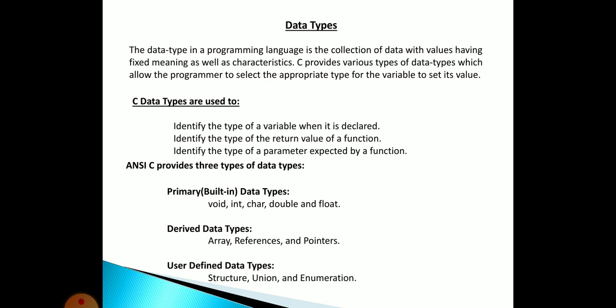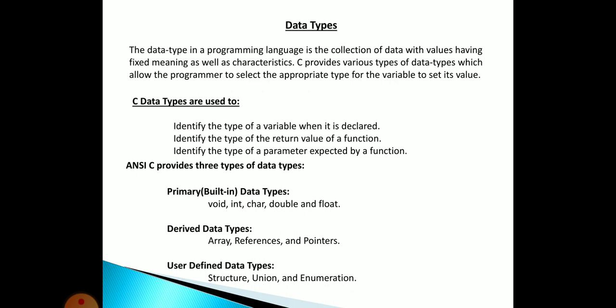Now, in the C programming language, ANSI C supports three classes of data types. The first one is primary, also called the built-in data type, fundamental data type, or even basic data type. Primary data types. The primary data types include void, int, char, double and float.